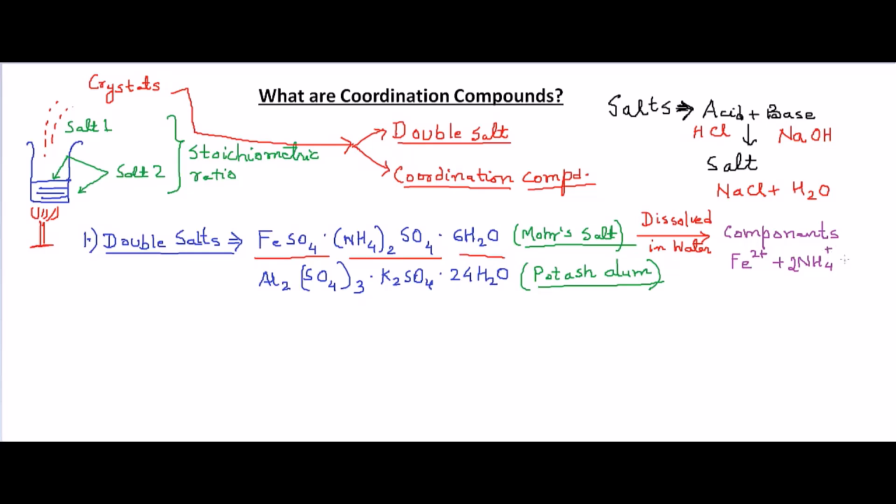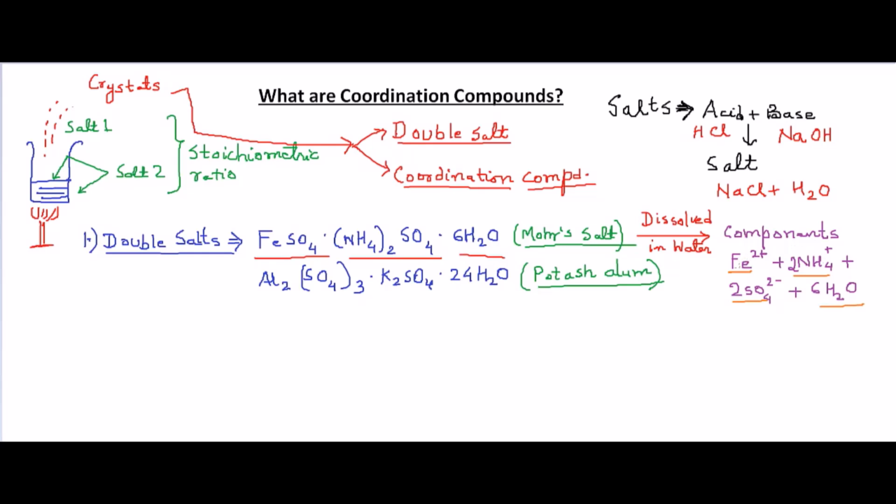And then how many sulfate ions? We have two sulfate ions, 2 SO4 2-, and then 6 water molecules. So it will simply dissociate into its constituent particles, constituent ions or molecules, whatever it has. So ferrous ion, ammonium ion, sulfate ion, and water of crystallization. Simply it will just split into its constituent components. This is the characteristic of a double salt.